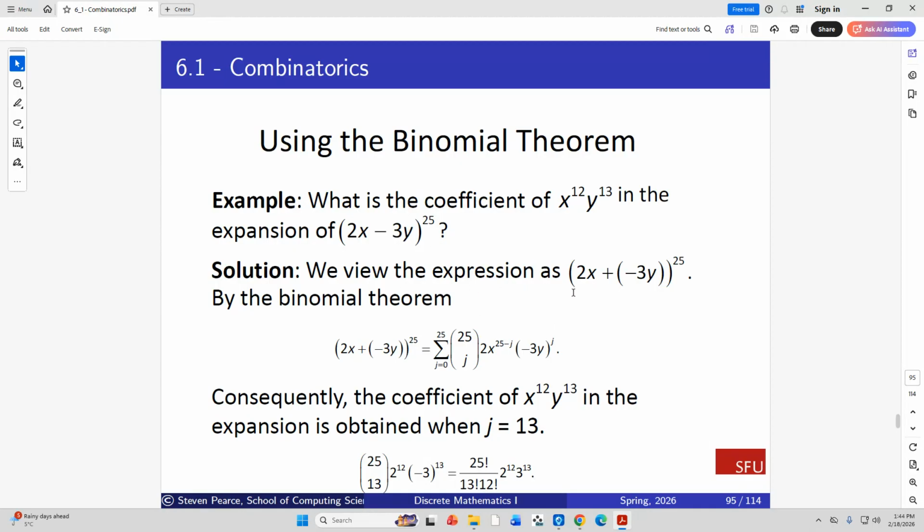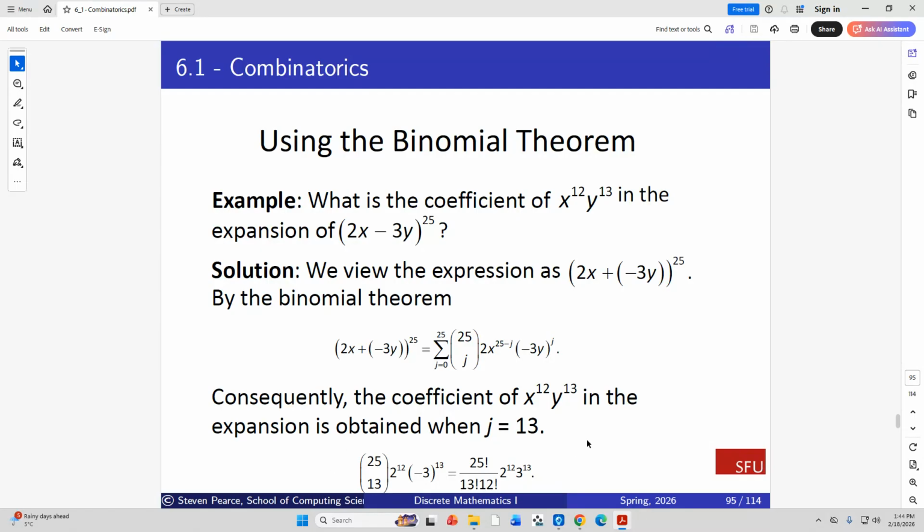Well, we view the expression as 2x plus minus 3y to the 25th power by the binomial theorem. You plug in all these values into the formula, with j running up to 25, and you have the x with a 2 in front, and the y's with minus 3, as well as the coefficient in front of it. Consequently, the coefficient of x^12 y^13 in the expansion is when j equals 13, and you can see what it looks like.